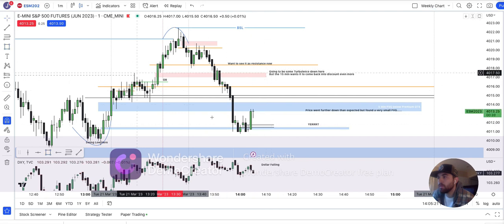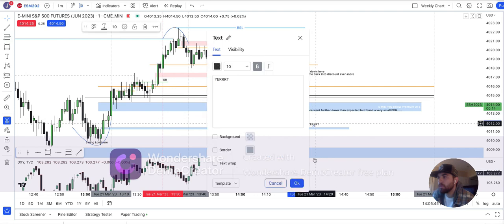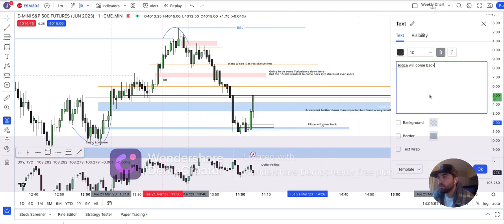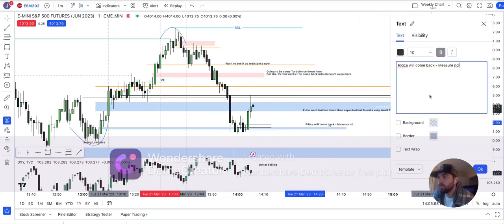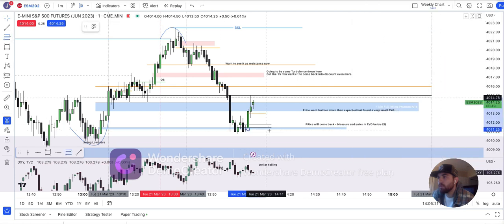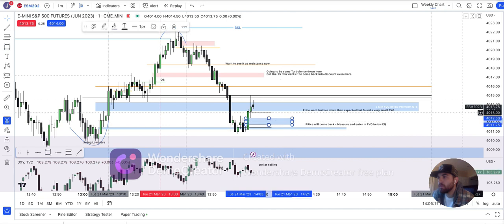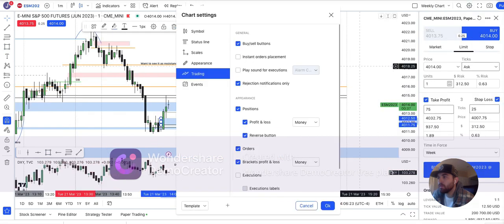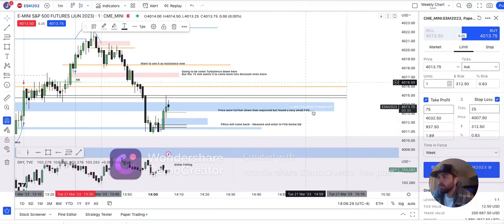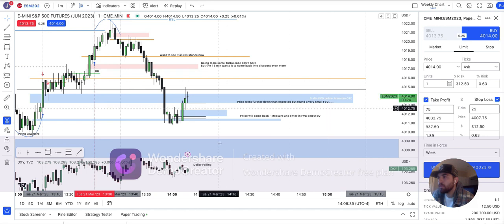I'm expecting some turbulence through this zone we're going through right now, since it sliced right through and it was a previous bullish fair value gap. We're going to get that. Like to measure the size of that right there. We're not buying in a premium. We want to buy in a discount.